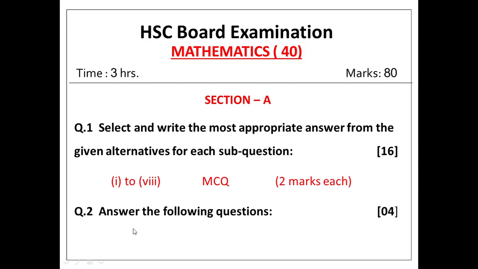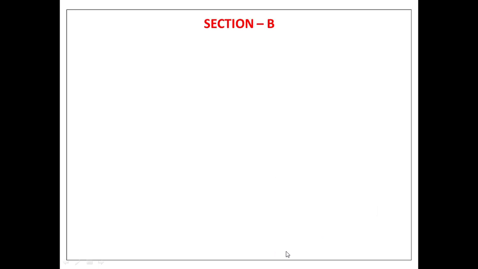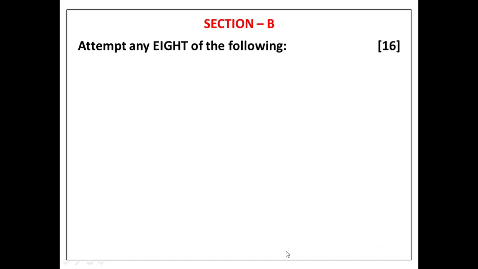Now in section A, question number 2, answer the following questions. 4 marks are there, in which also first to 4 sub-questions are there, very short answer type, each carries 1 mark. Now section B, you have to attempt any 8 of the following, having 16 marks. See, question number 3 to question number 14, short answer type 1, each carries 2 marks.